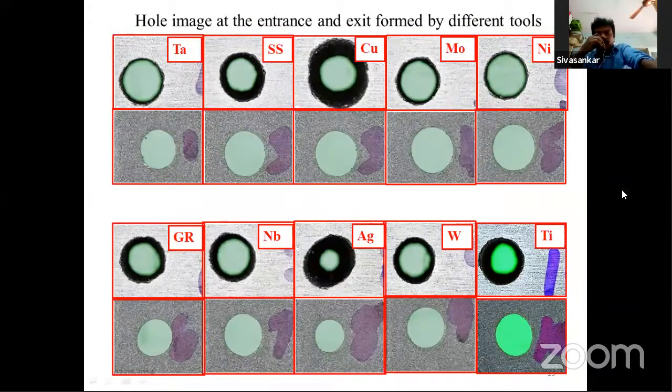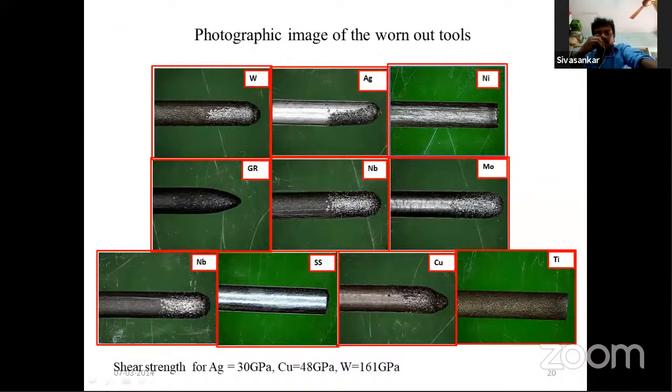These are all the holes produced by 10 different tools. These are the tools. Once it is machined, there is wear on each tool. It depends upon the strength of the tools and wear nature. There may be damage on the workpieces. That will vary from one tool to another tool.